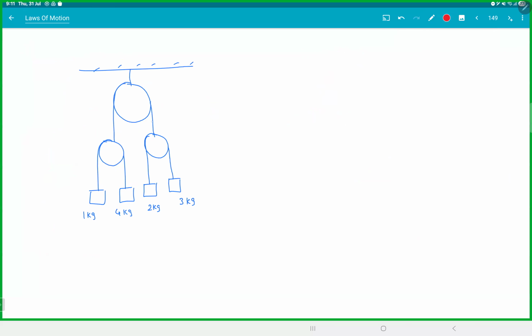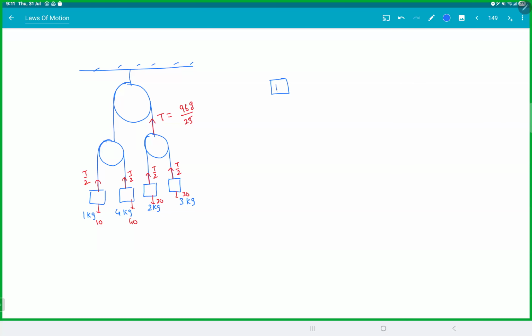So where did you find the tension? Remember, you found this tension, which was 96 G by 25. So if that was the tension, this will be T by 2, this will be T by 2, this will be T by 2, and this will be T by 2. This will be 10, 40, 20, and 30. Done. So for each block, just find the acceleration.